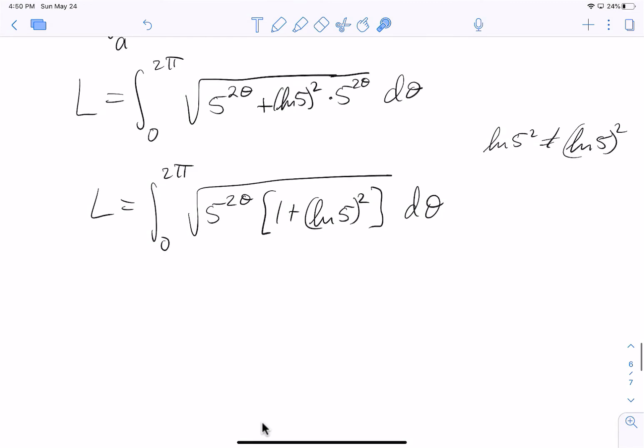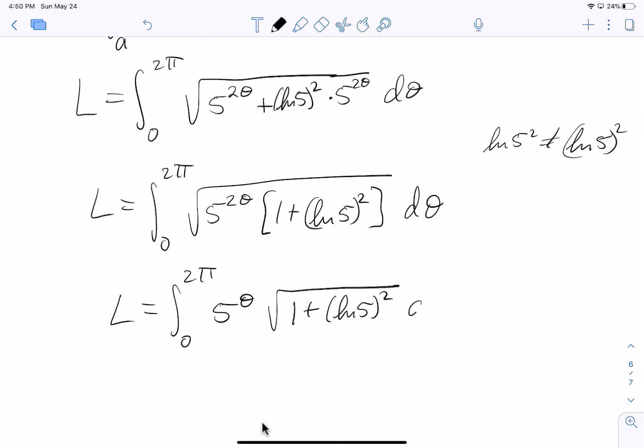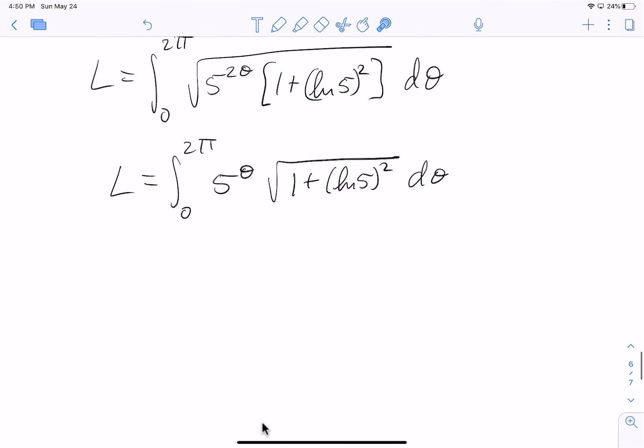Well, we have here 5 to the 2 theta, which is a perfect square. So it comes out of the square root. I'm getting a little bit nervous about what's still inside the square root. We have the integral from 0 to 2 pi of 5 to the theta times the square root of 1 plus the natural log of 5 squared d theta. And then I realized everything inside the square root is a constant. It's just going to come along for the ride.